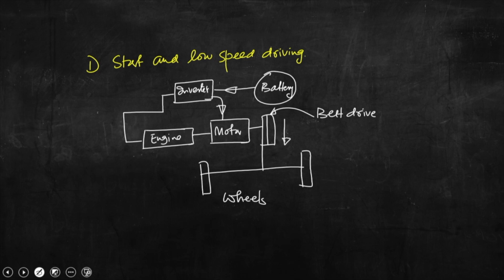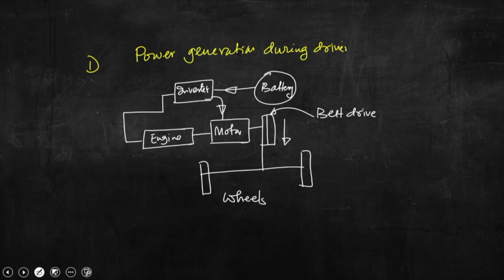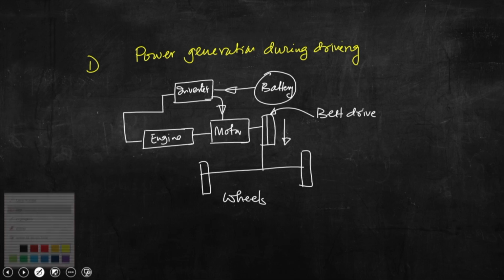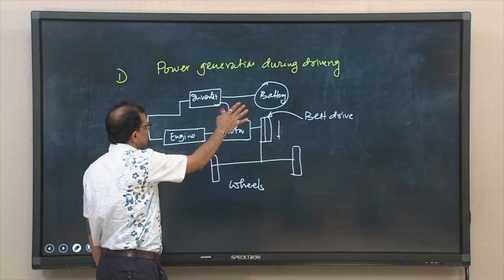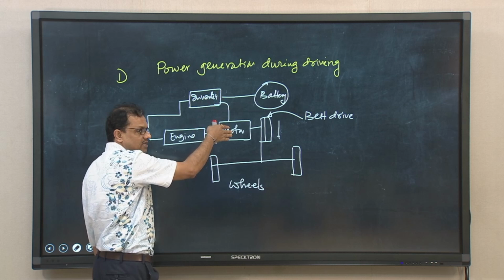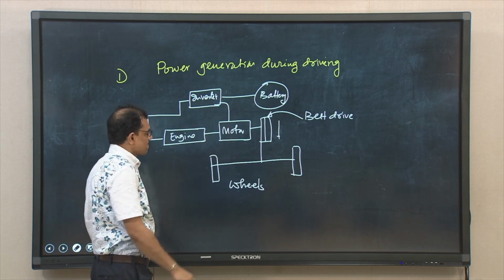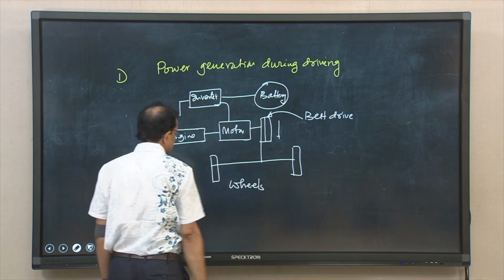We shall be using the schematic depiction to describe a few arrangements. So now, if we go to discuss power generation during driving, let me erase this arrow direction. This is the schematic depiction of the hybrid system. We can see the combustion engine is there, the electric motor is there, the battery is there, this inverter is used to supply power to the motor, and this is the belt drive, and these are the wheels.